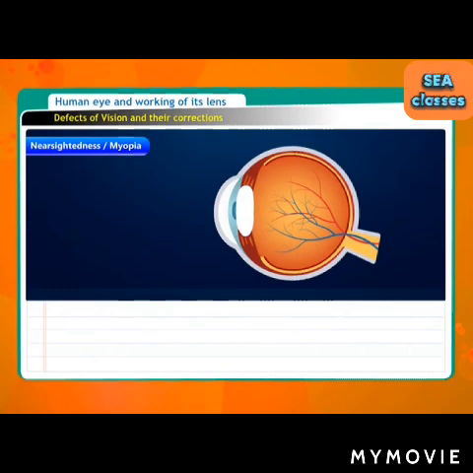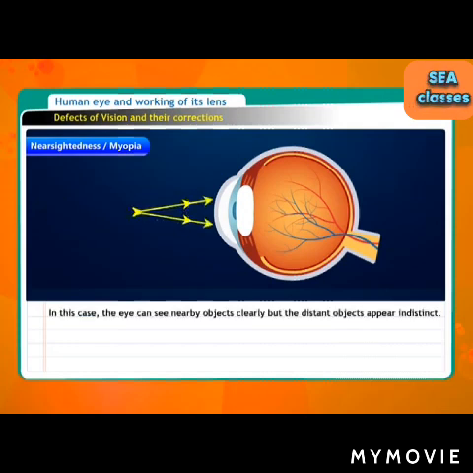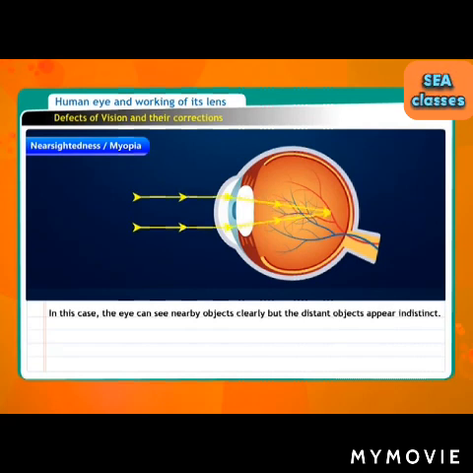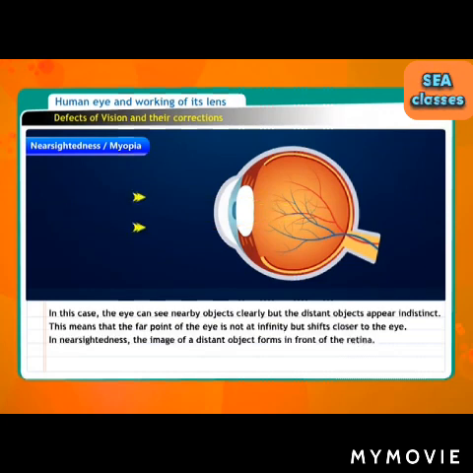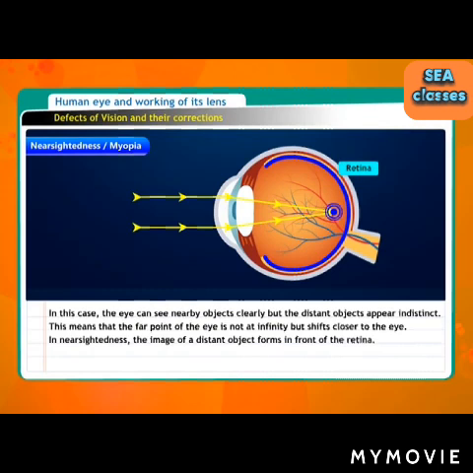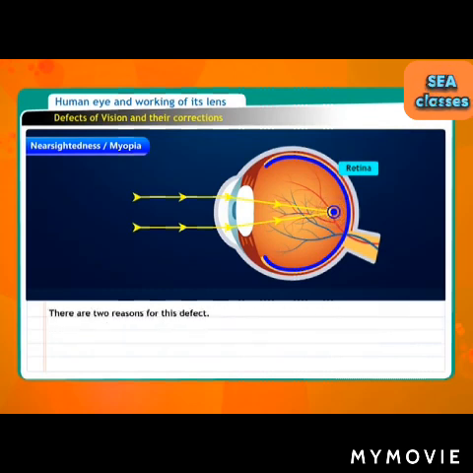First, nearsightedness or myopia. In this case, the eye can see nearby objects clearly, but the distant objects appear indistinct. This means that the far point of the eye is not at infinity but shifts closer to the eye. In nearsightedness, the image of a distant object forms in front of the retina.